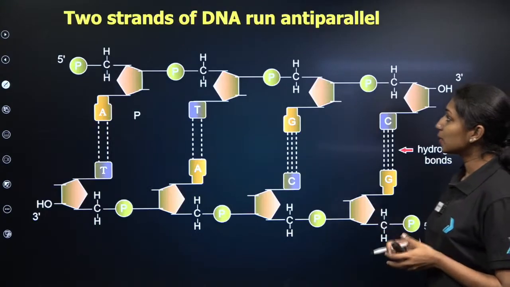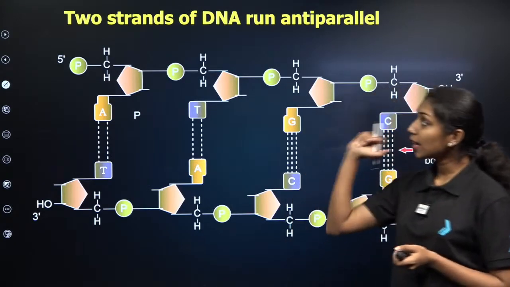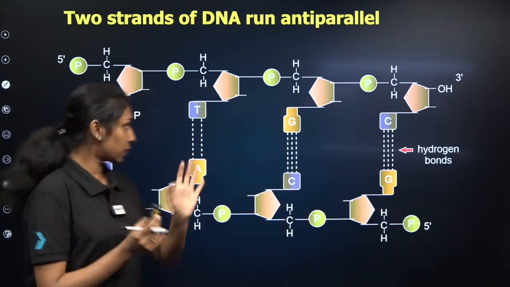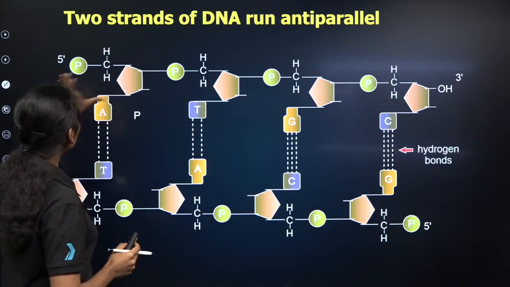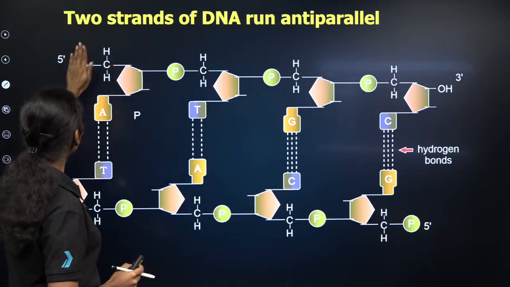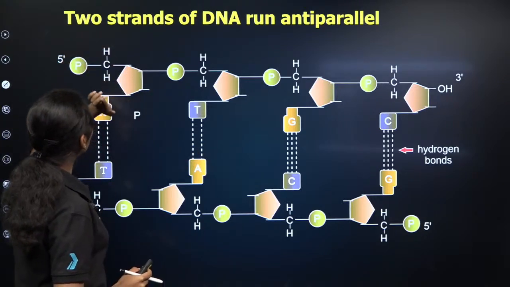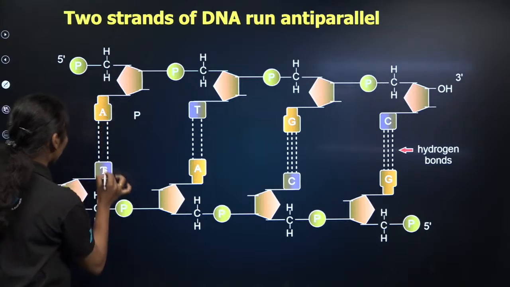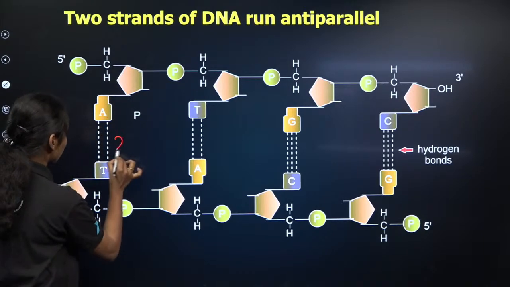Okay, now let us talk about the structure, how the two strands of DNA are formed. You can see over here, this is the first strand, the first nucleotide chain. This is the phosphate group, and this is the sugar molecule. Again, this is the base, here adenine. Adenine combines with thymine to form two hydrogen bonds.